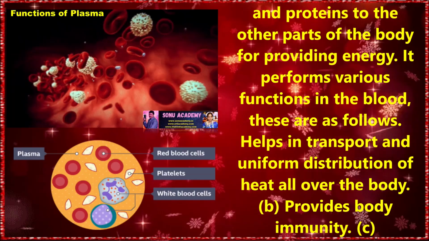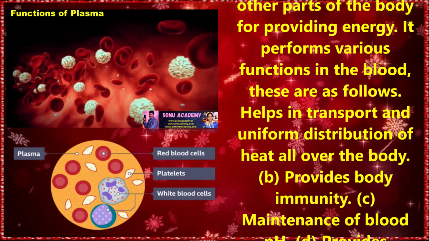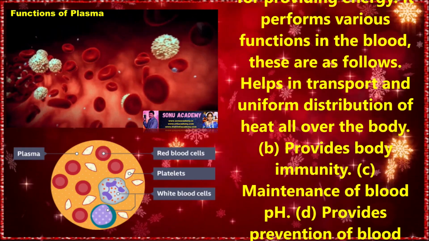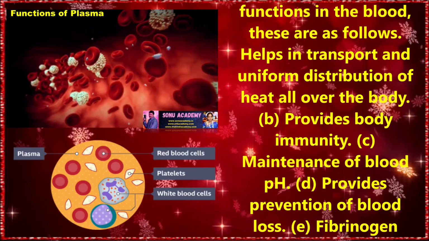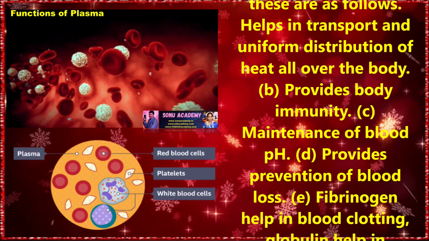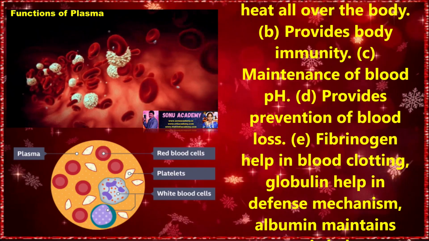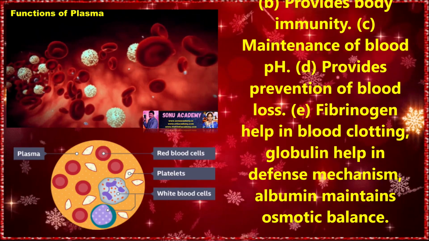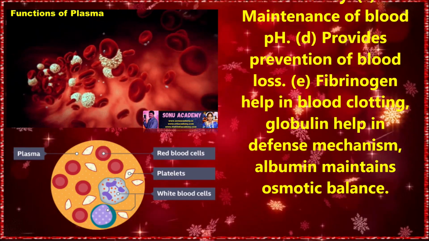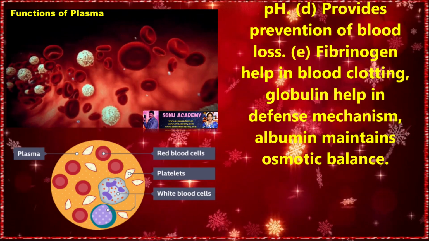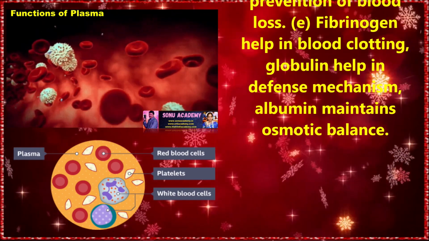Let us discuss the functions of plasma. Plasma performs various functions in the blood. These are as follows. It helps in transport and uniform distribution of heat all over the body. Plasma provides body immunity, maintains the blood pH value, and prevents blood loss.